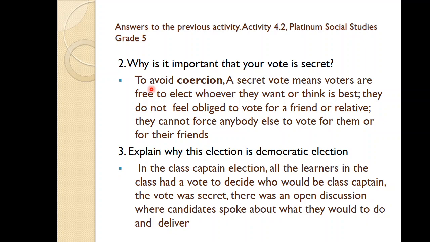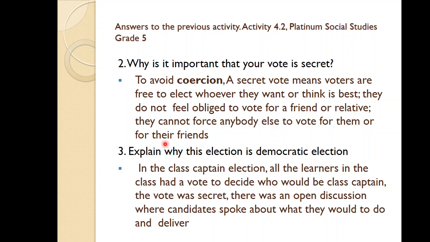It is because we have to avoid coercion. Coercion means force. If the voting was not a secret, most people would be forced to vote for different political parties. So a secret vote means voters are free to elect whoever they want or think is best, without coercion. They do not feel obliged to vote for a friend or a relative. They cannot force anybody else to vote for them or for their friend.